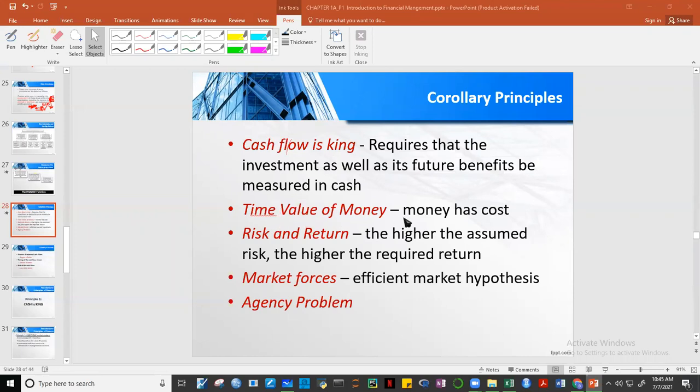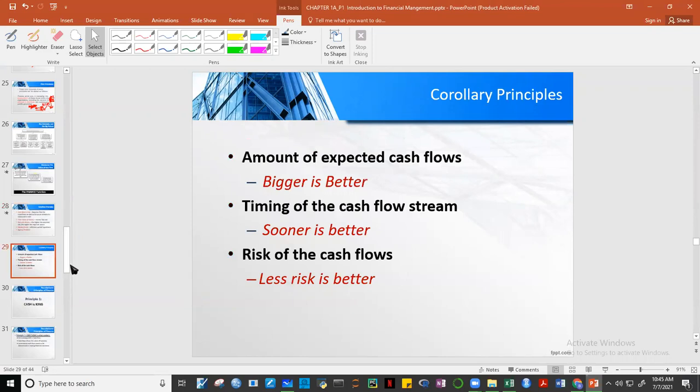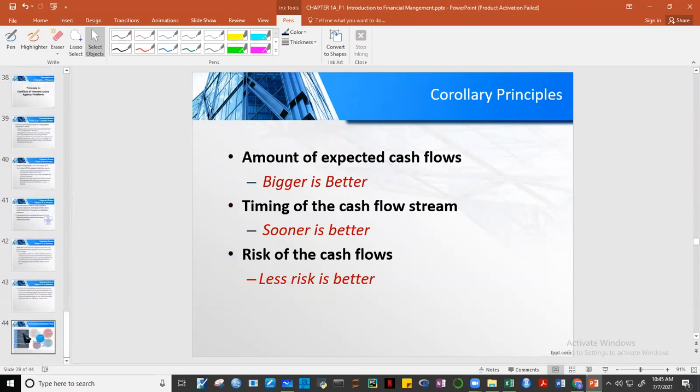And then time value of money, may cost ang pera. The higher the risk, the higher the required return. Market forces, guys, and the agency problem. Okay, so I hope you learned something today, guys. We ended in this. Next meeting from slide 29 tayo, no? I-discuss natin to in greater detail. Tapos matatapos natin tong next meeting hanggang slide 44. And hopefully makapagsimula din tayo dun sa next, yung part B ng ano natin.